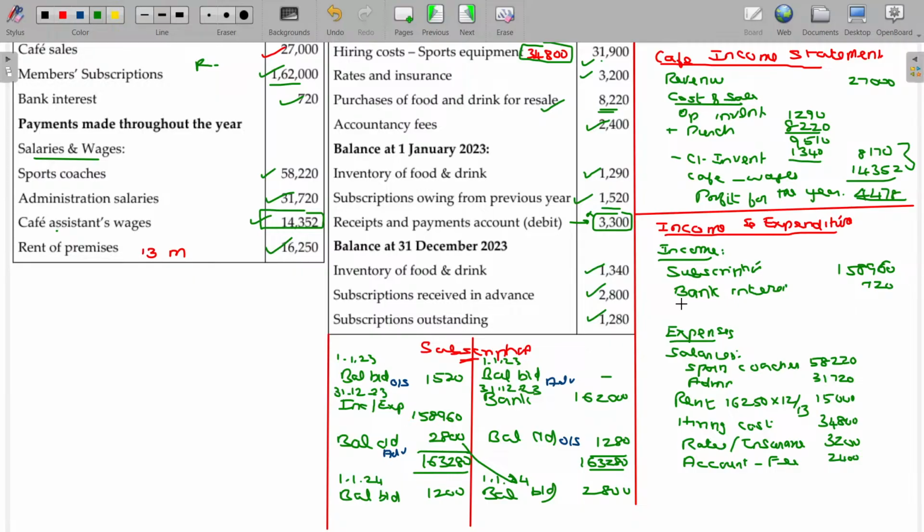Profit from cafe, this value being 4,478. The total income being 1,64,158. The total expenses here being 1,45,340. If you subtract the expenses from your income, surplus for the year being 18,818. Clear?